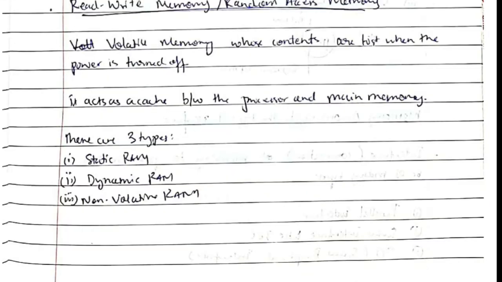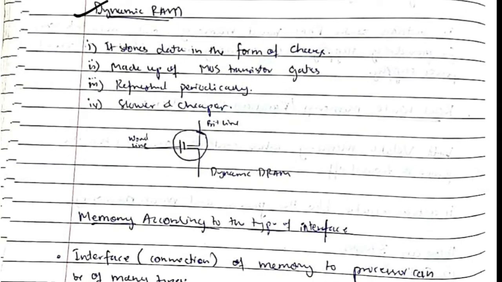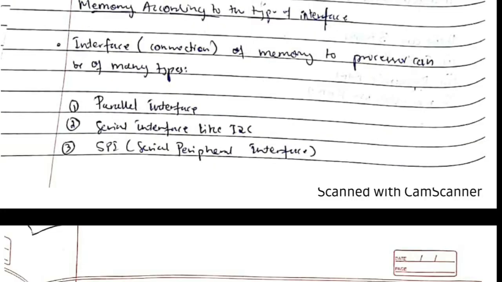Coming to volatile memory, where the contents get lost when the power is turned off, there are three types. The first one is static RAM, the second is dynamic RAM, and the third one is non-volatile RAM. Let's discuss each of these. Static RAM is very costly because transistors are used, and it's very fast also. So in very scientific computers, these RAMs are used, and for normal purposes, dynamic RAMs are used. It's cheaper and slower also, but it's widely used in day-to-day life. Based on the type of interface, memory is divided into four categories: the parallel interface, serial interface, SPI, and single wire interconnection. We'll be discussing these in much more detail in the upcoming topics.